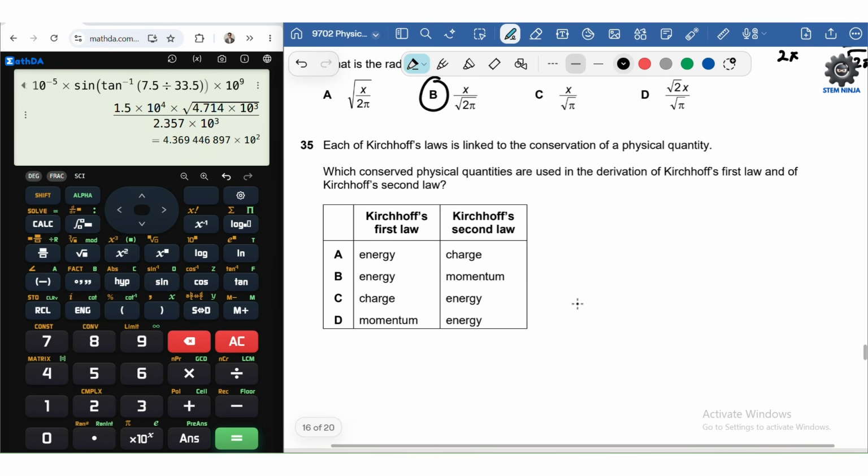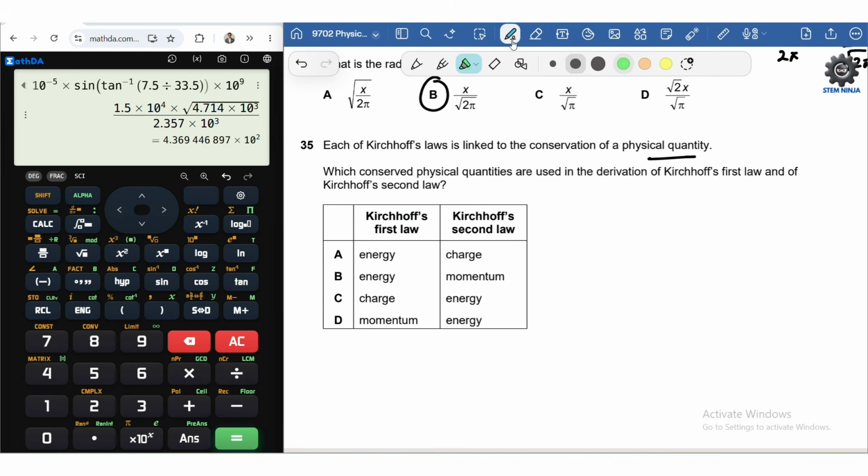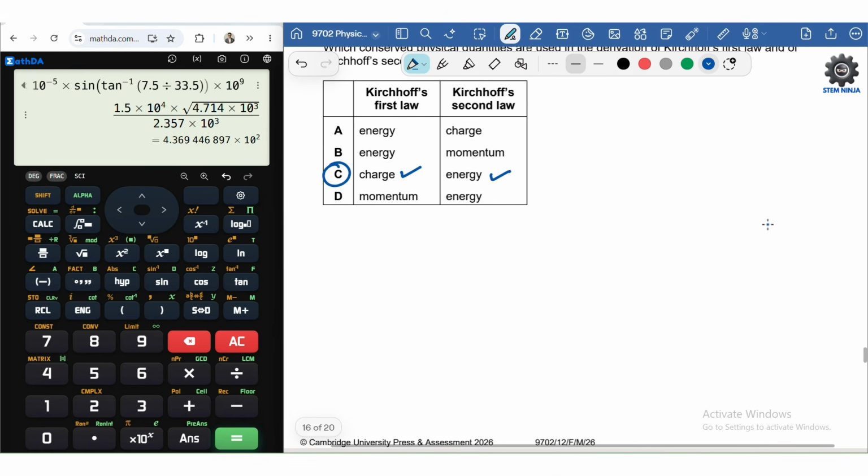Each of the Kirchhoff's laws is linked to a conservation of a particular quantity. Okay, this is very straightforward. Kirchhoff's first law is based on conservation of charge, and Kirchhoff's second law is based on conservation of energy. This is something that you should know and should be on your fingertips by now.